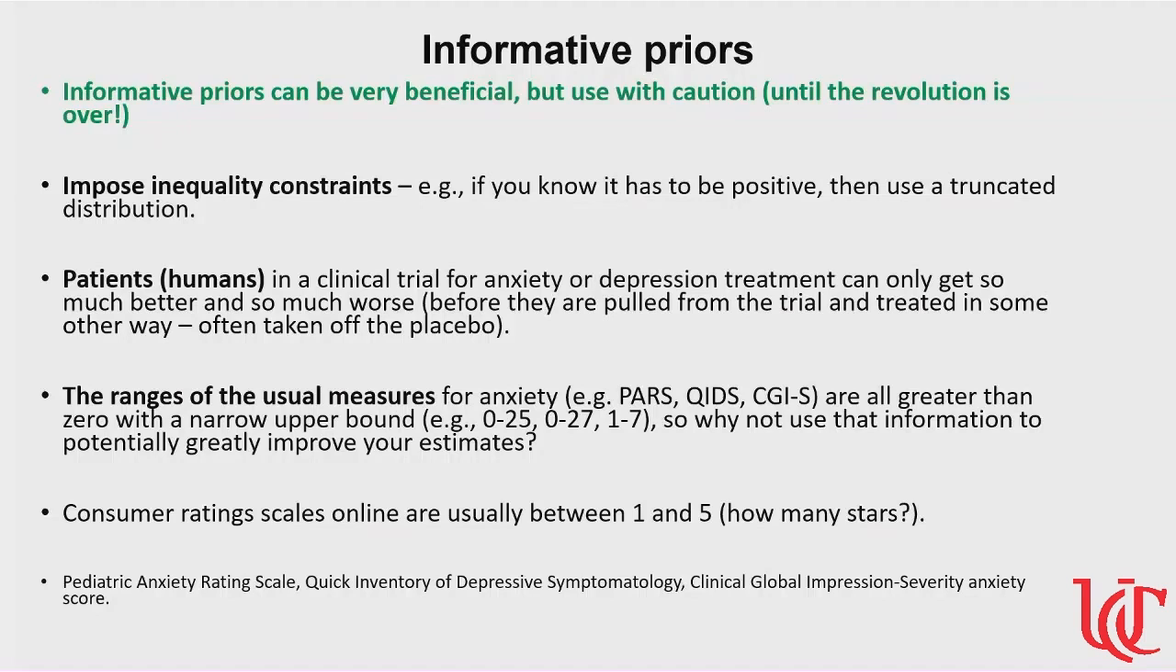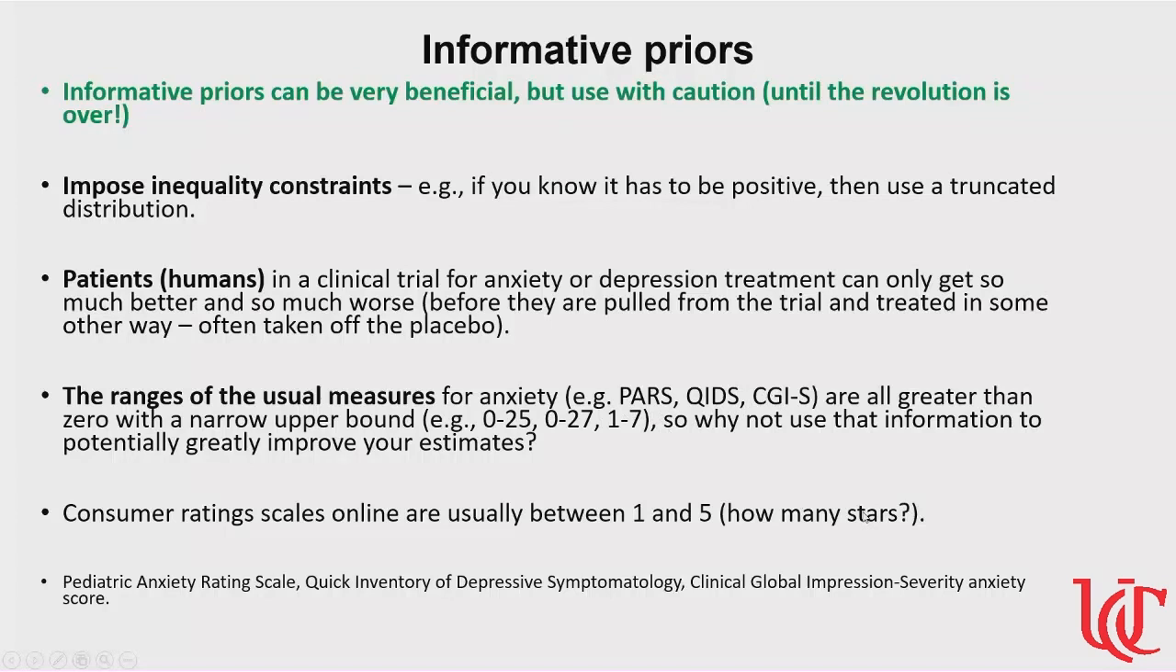Patients in clinical trials. The work I've been doing, we look at trials of anxiety or depression. Usually the measures of those have very narrow ranges, right? We've got just 3 examples of measures we've used for anxiety, pediatric anxiety rating scale, excuse me, and so on, right? So PARS, QIDS, CGIS. PARS is between 0 and 25. It can't be bigger than 25, it can't be less than 0. Right? QIDS 0 to 27, CGIS 1 to 7.